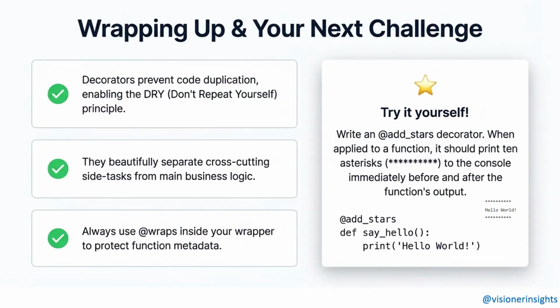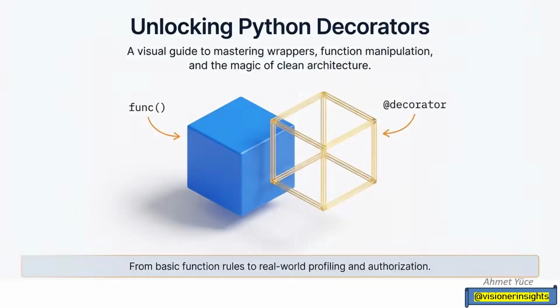Before we go, I want to leave you with this provocative thought. If decorators allow you to invisibly intercept, measure, and modify absolutely anything passing through your code, what other invisible systems could you build to automate the most tedious parts of your daily programming?